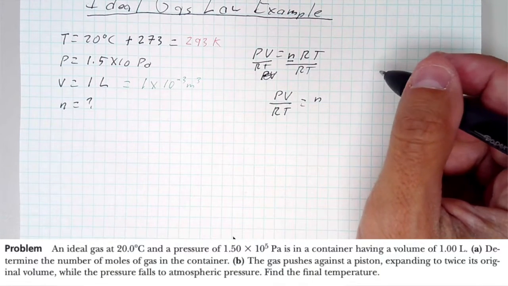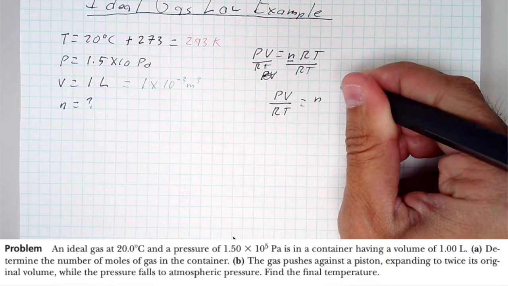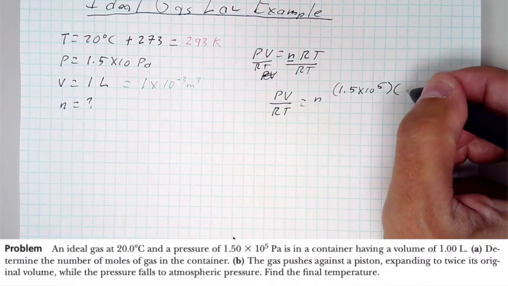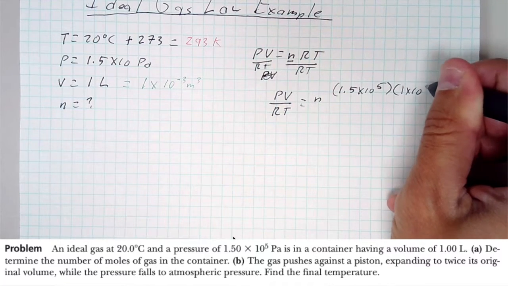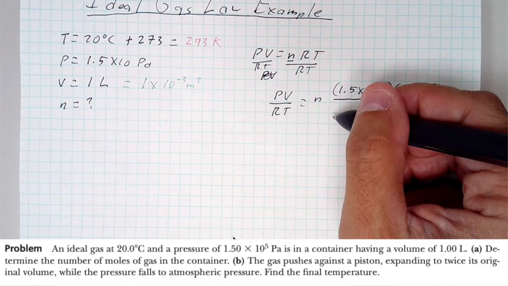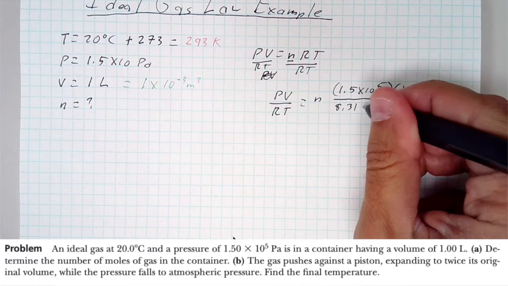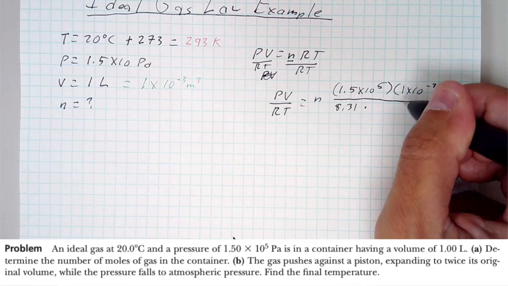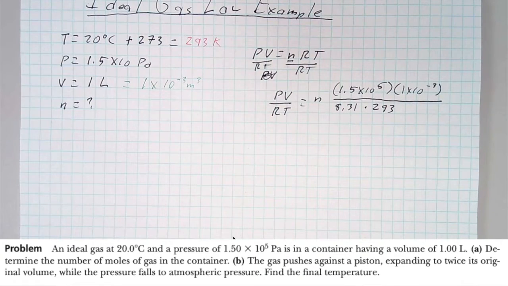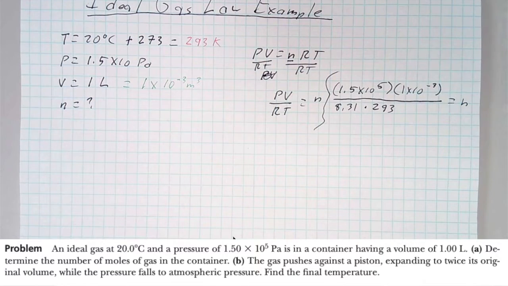And so now we're just going to put our numbers into our equation. Our pressure is 1.5 times 10 to the fifth, and then multiply that times our volume, which is 1 times 10 to the negative third. Then we're going to divide that by our universal gas constant, which is 8.31 joules per mole Kelvin, and then multiplied by our temperature, which is 293 Kelvin. And this is all equal to n, by the way. So let's go ahead and put that in our calculator.